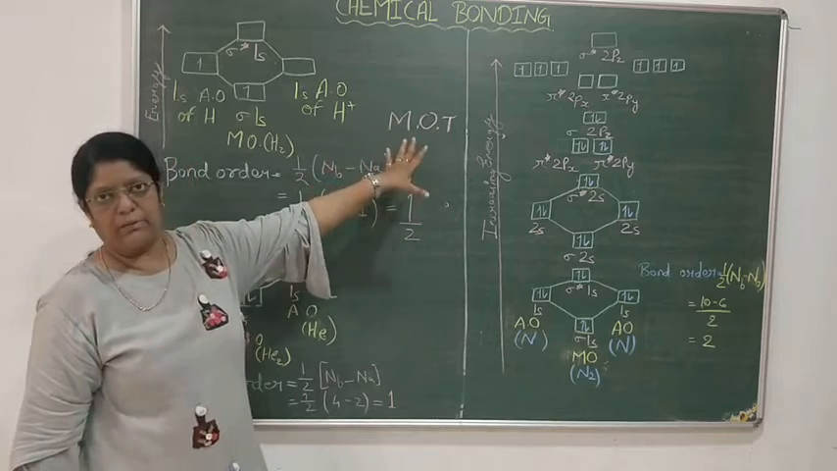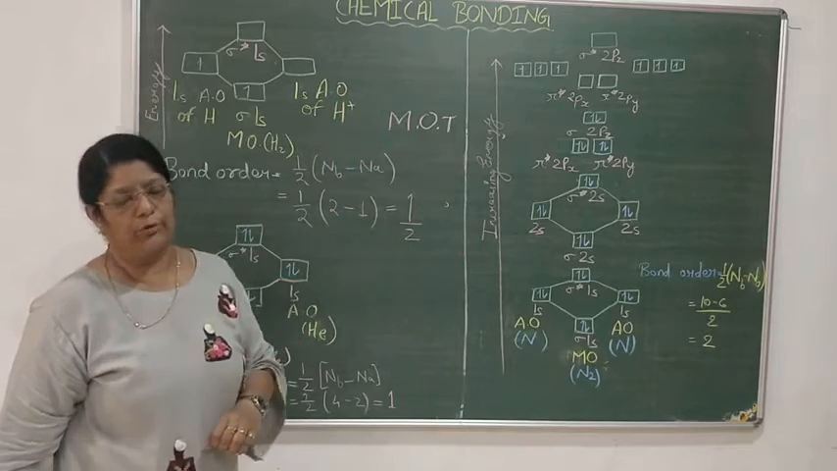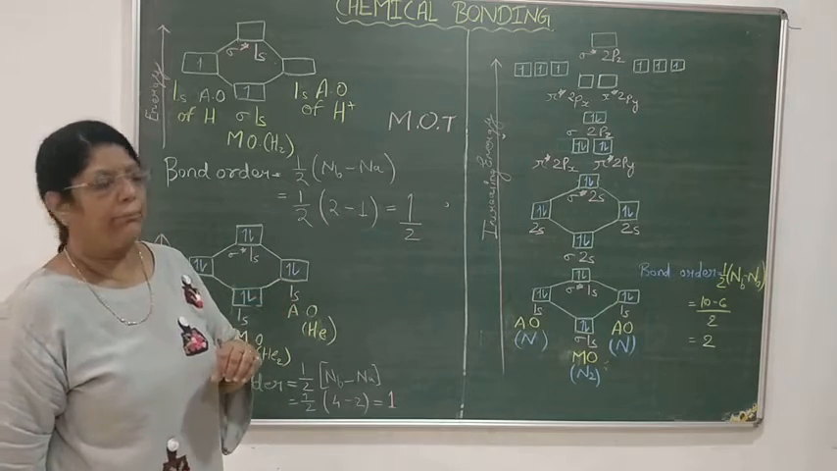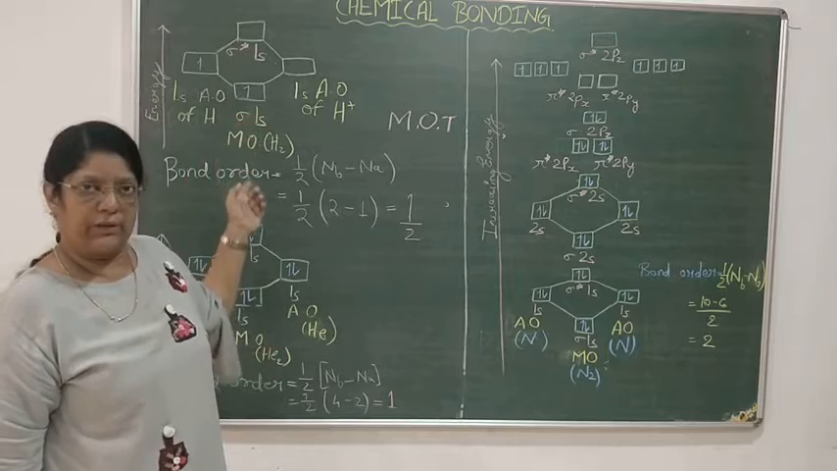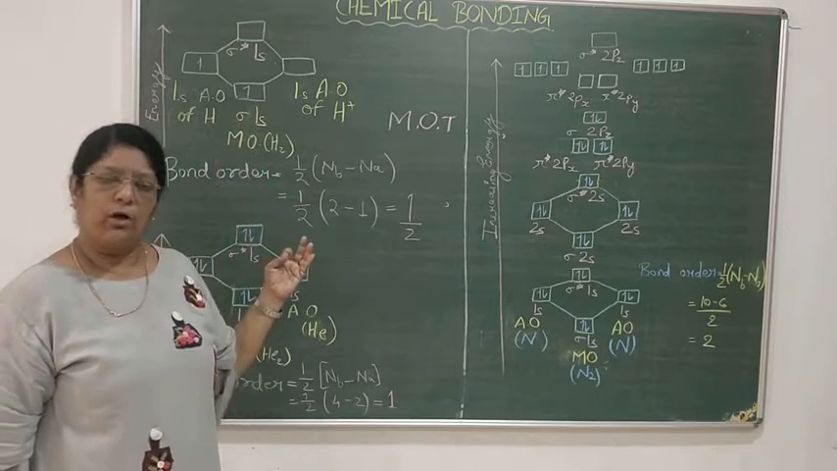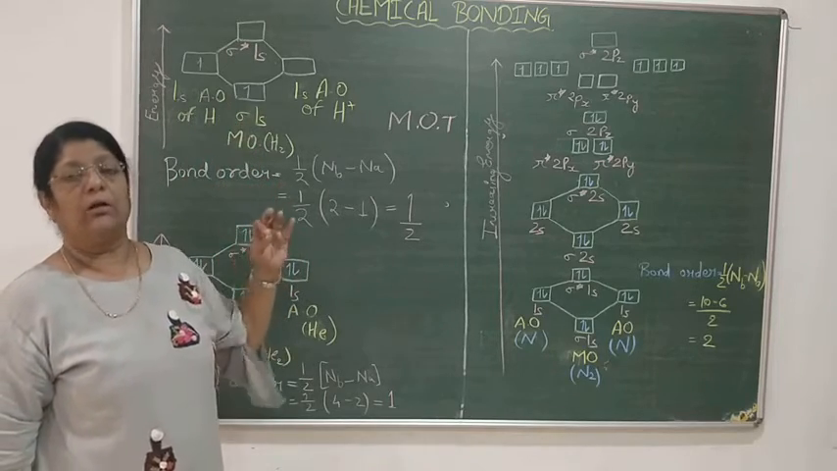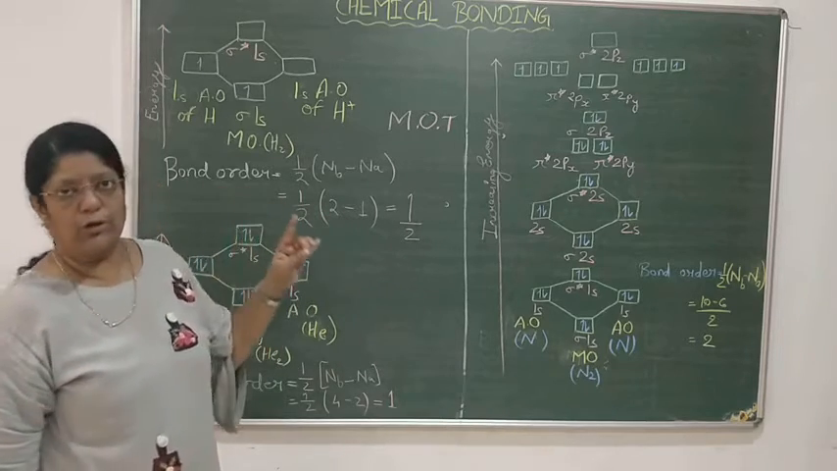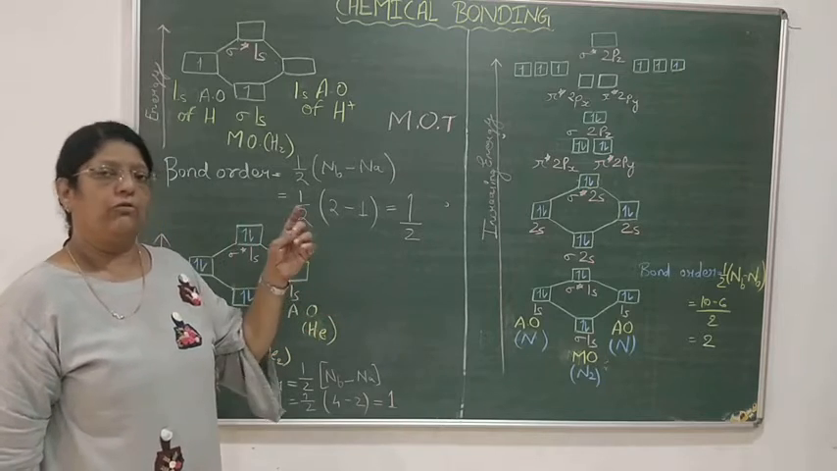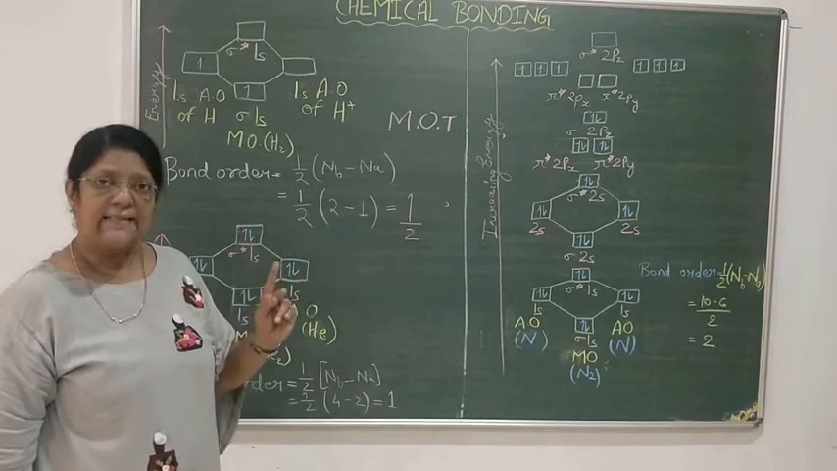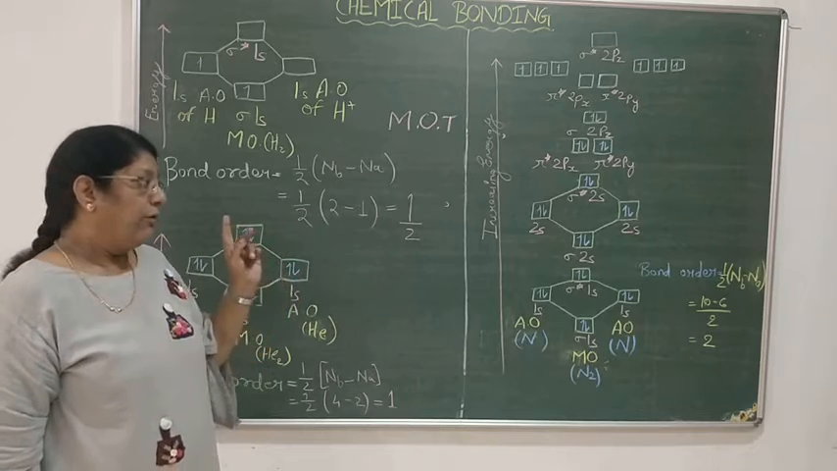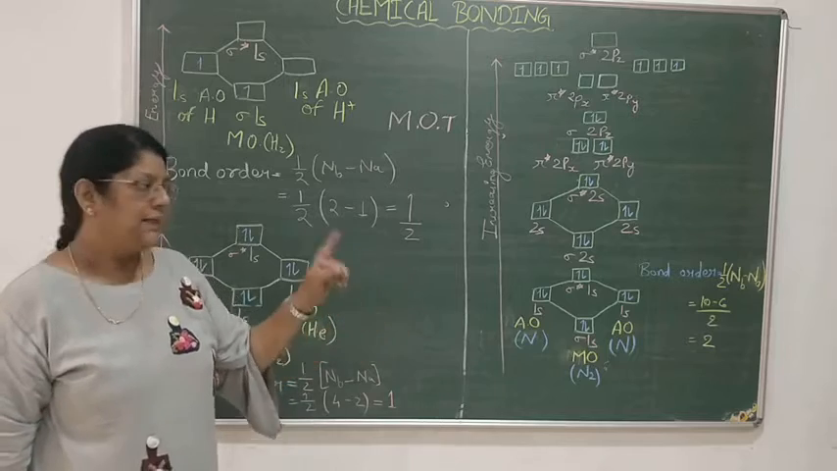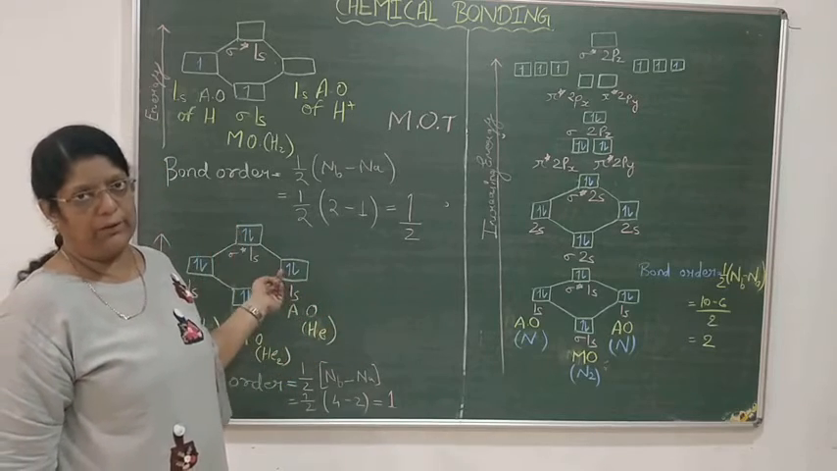It is given by Mr. Robert Mulliken. What Robert Mulliken is saying: when atomic orbitals overlap and form molecular orbitals, the energy of atomic orbitals and molecular orbitals will be the same. Second, the number of molecular orbitals and atomic orbitals will be the same, but the size of the atomic orbitals will differ. Whatever molecular orbital is formed depends on the size of the atomic orbitals.